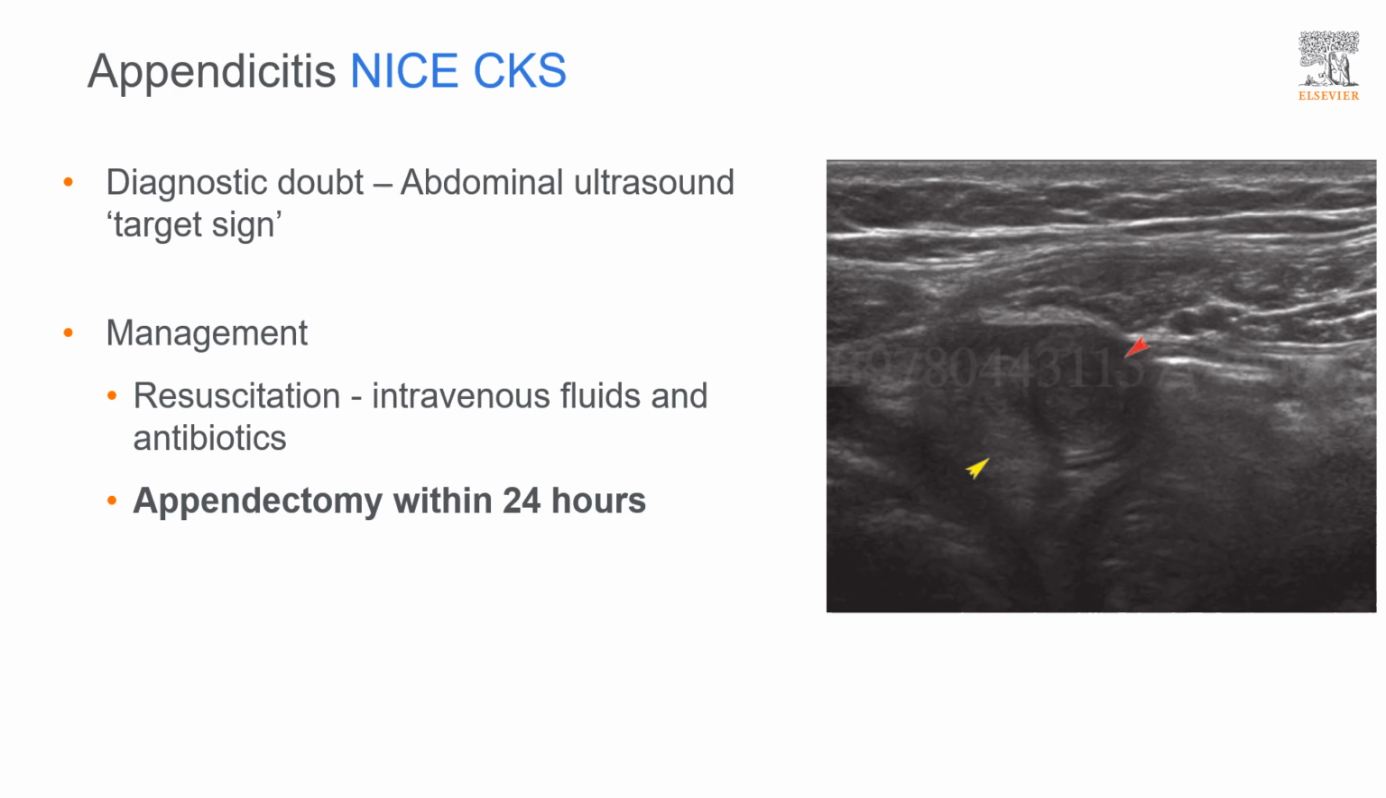The management of acute appendicitis involves initial resuscitation with intravenous fluids and broad-spectrum empirical antibiotic therapy for intra-abdominal infection, and the gold standard of management is a laparoscopic appendectomy within 24 hours of diagnosis.